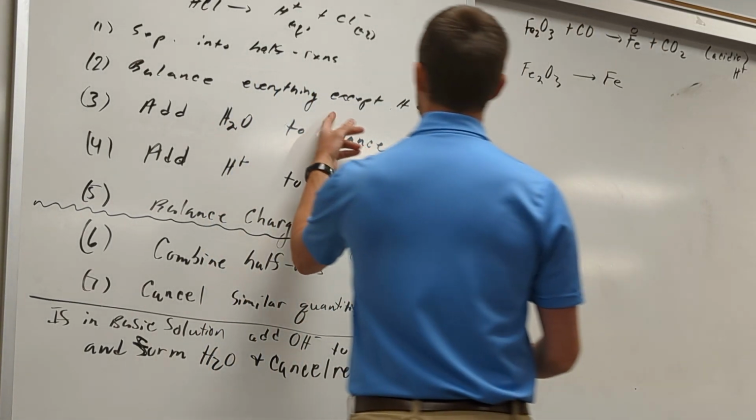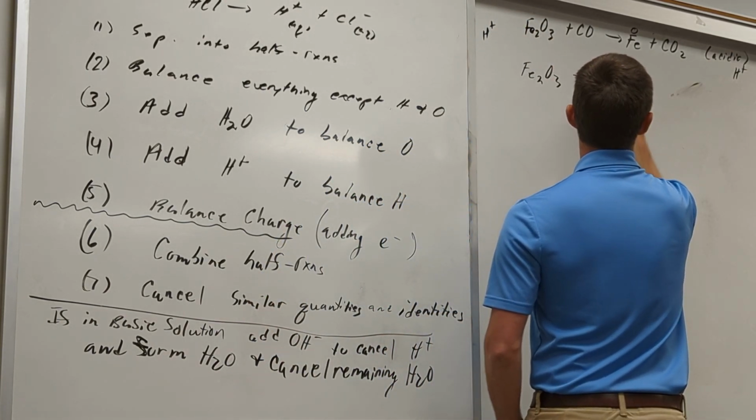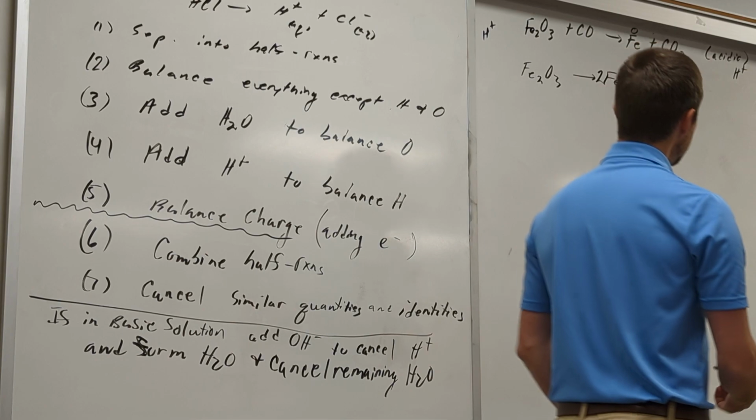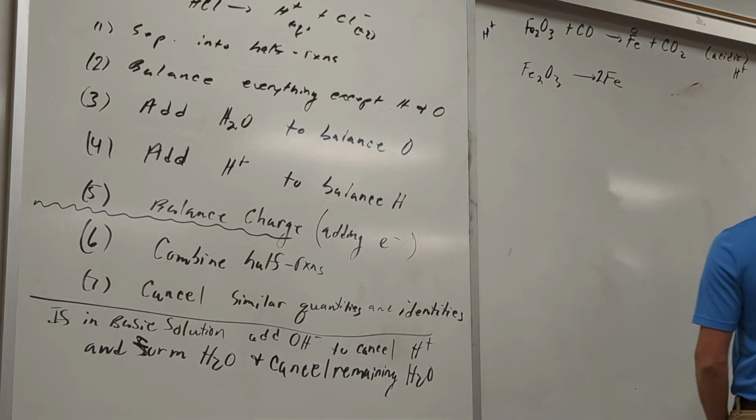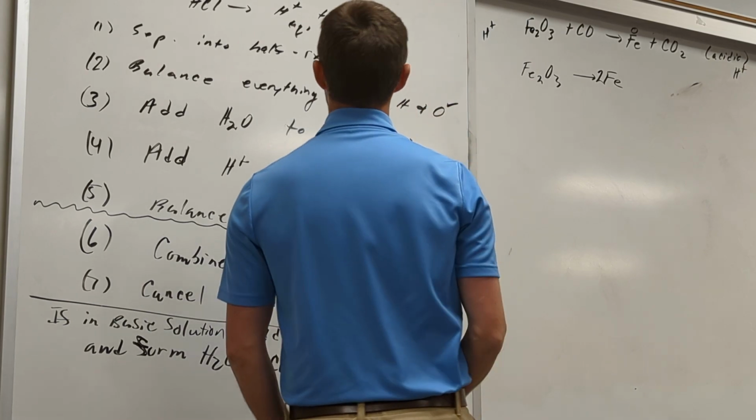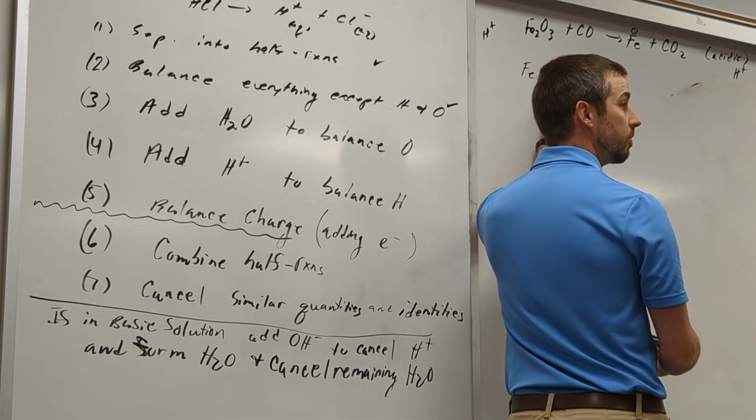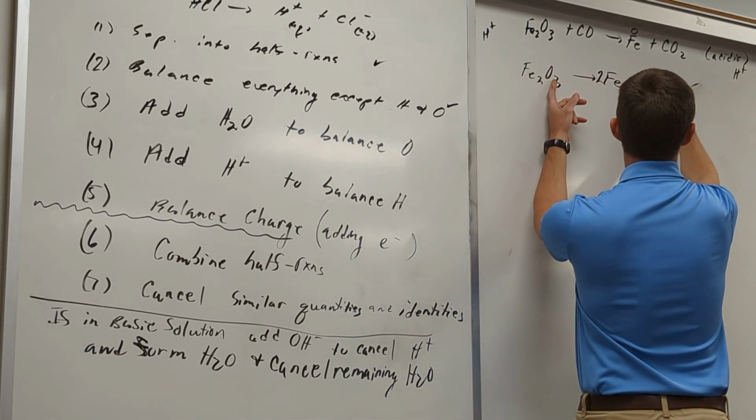All right, balance everything except the oxygen. We have 2 irons, so we need 2 moles of iron. We have 1 mole of carbon, 1 mole of carbon. Check. That was step 2. Okay, add water to balance the oxygen. Notice we have 3 oxygens here, and there's no oxygen over here.